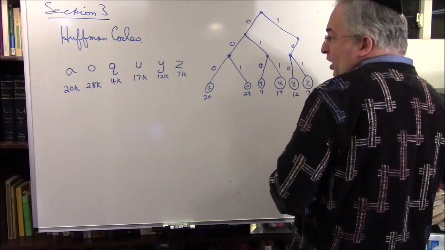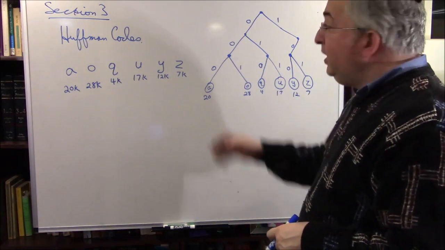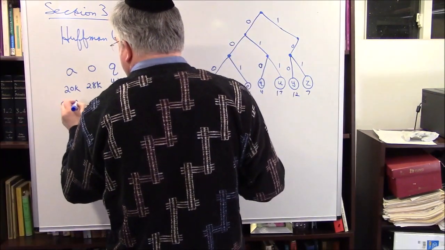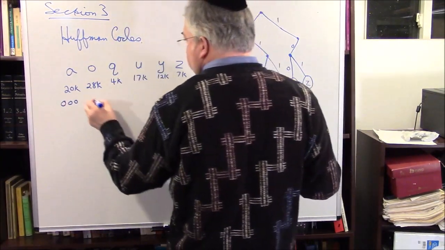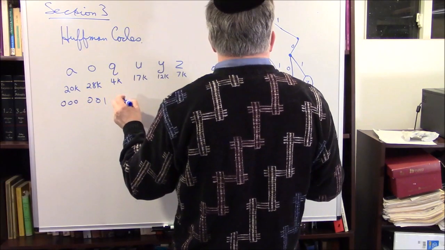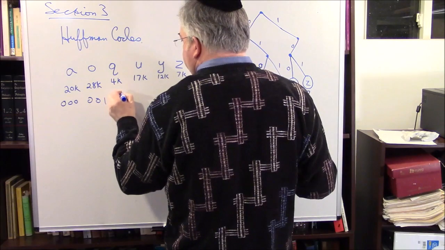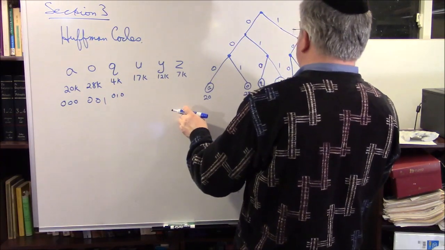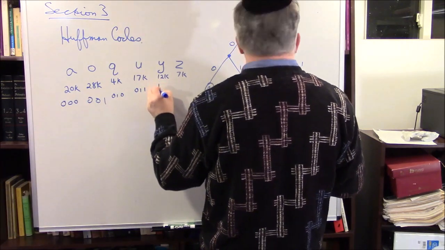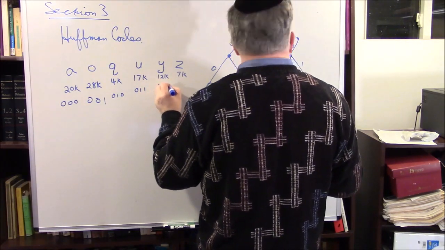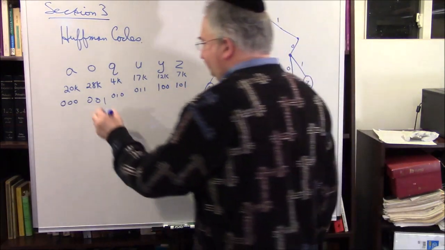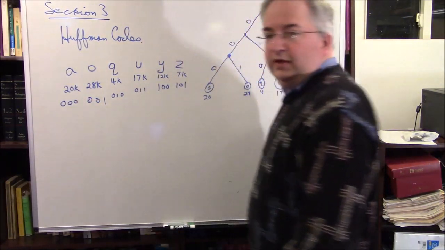Again, you can make each one of these a 3-bit code. So let's just do this. A is 000, O is 001, Q is 010, and U is 011. Let's just finish it for the hell of it: 100 and 101. Sounds like a very good idea.